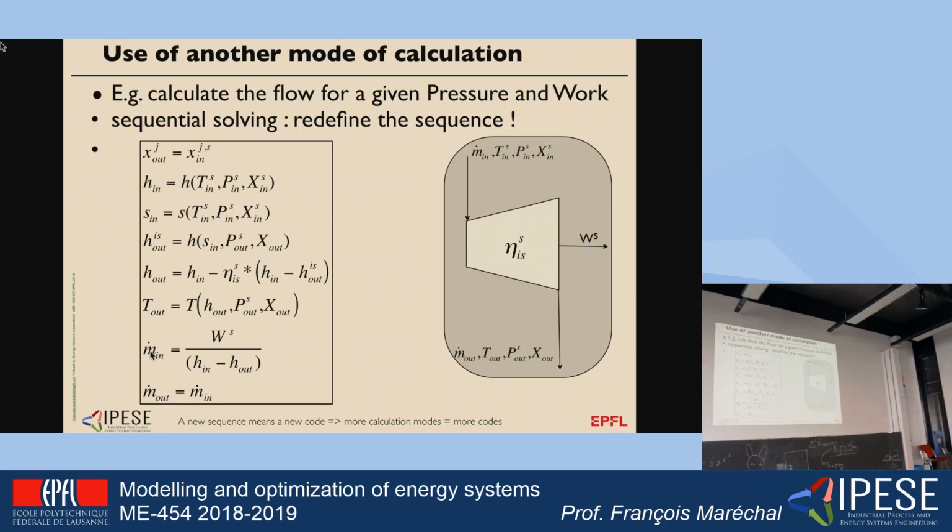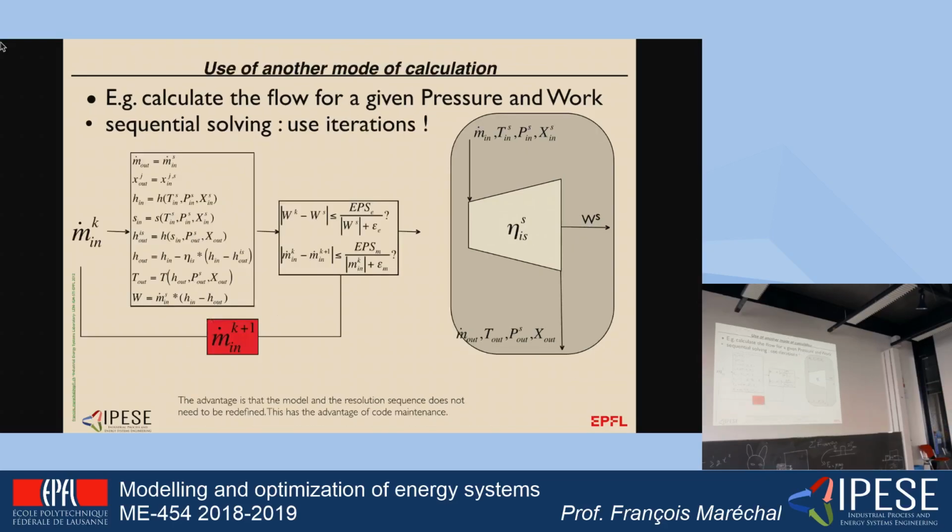Which makes it, let's say, a little bit more risky, because you will have a lot of code, and if you make an error in one of the sequences, then you have to correct on all the sequences, which is not always so easy to realize. Another way is to say, okay, I'm still going to use the same model here, and the only thing I will do is look at the end if the work that I have calculated is the right one, and if not, I'm going to modify the flow.